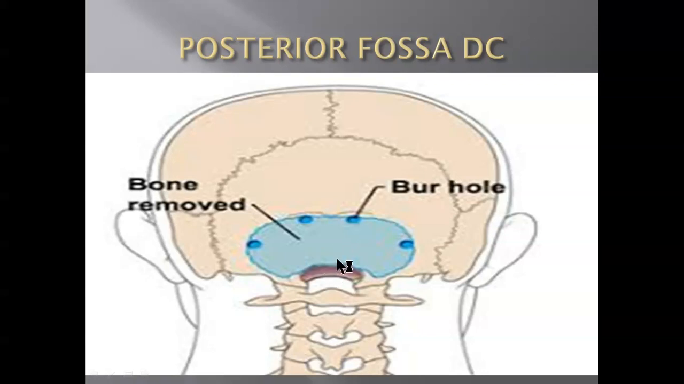Whereas for the hemicraniectomy or another craniectomy, which I already mentioned, our dura would be removed in a circular motion. And this one is basically performed with a Y-shaped incision.